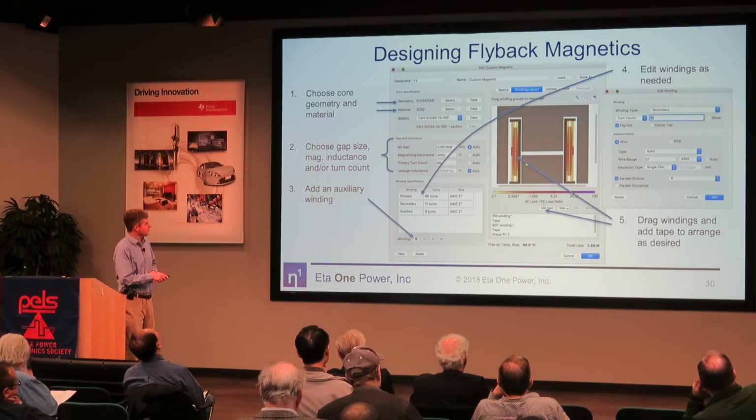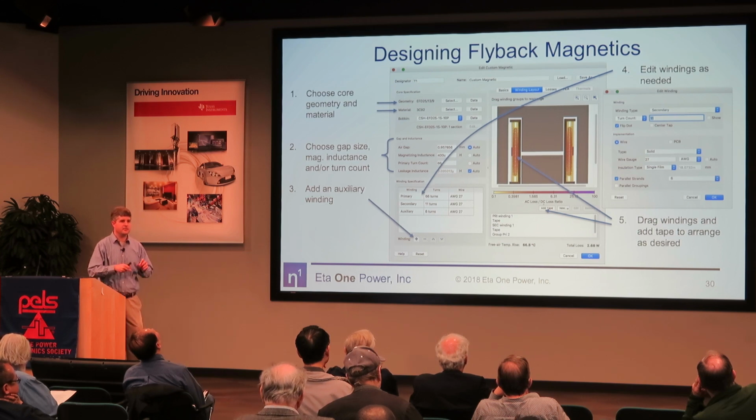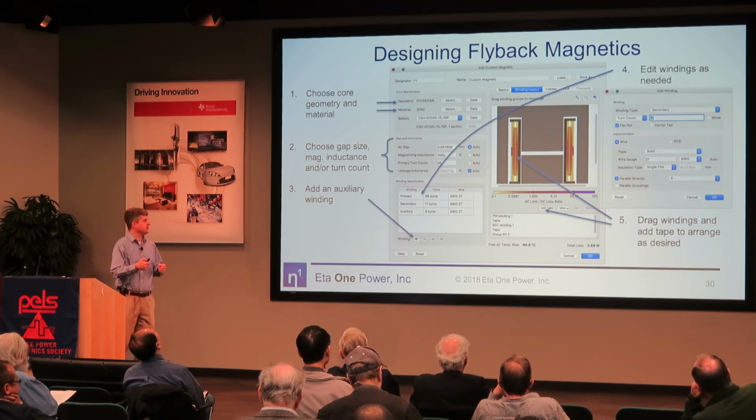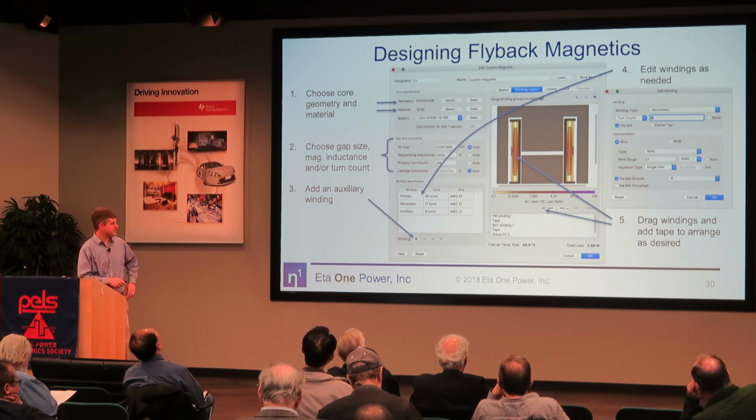And then we can arrange our windings here by just dragging and dropping them, so you can make the layout look exactly like how you want it to. You can drag them around to minimize capacitance or minimize your leakage inductance, and it actually calculates that for you there. And minimize your losses, so you can see your losses here.